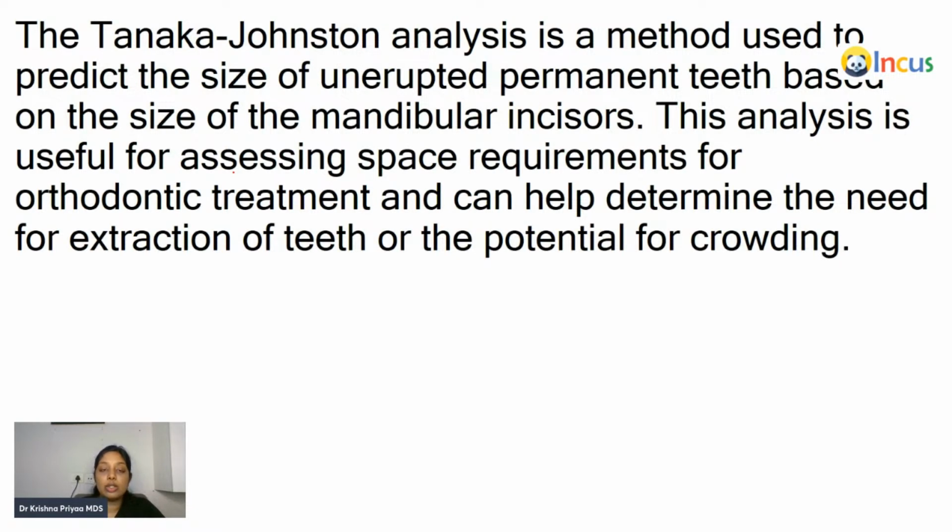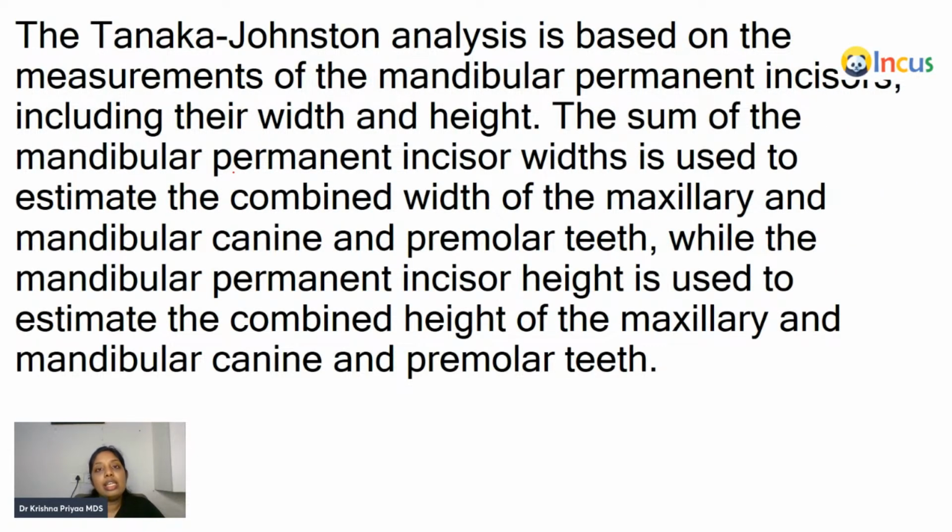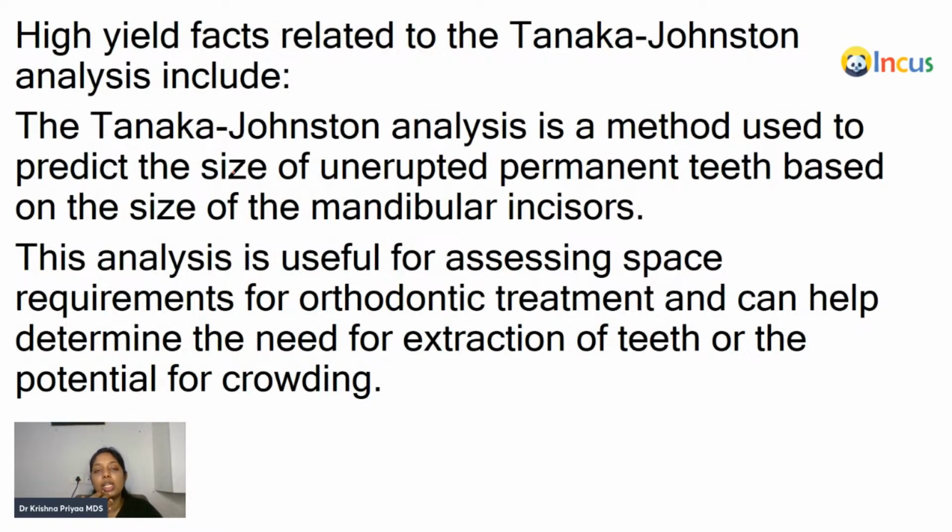The Tanaka-Johnson is used to predict the size of unerupted permanent teeth, which is based on the size of the mandibular incisors, and it is also used as a space assessment tool for future alignment. It is based on the measurement of the mandibular permanent incisor, including the width and the height. This sum is used to estimate the combined width of the maxillary and mandibular canine and premolar width, while the mandibular permanent incisor height is usually used to estimate the combined height of the maxillary and mandibular canine and premolar height. So the basic idea is that the lower mandibular incisor teeth are used for the calculation of the permanent upper and lower canine and premolar teeth.